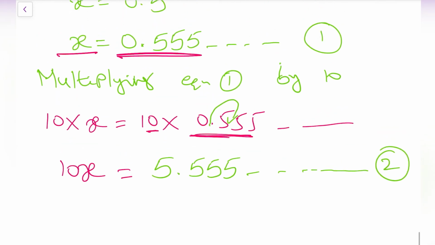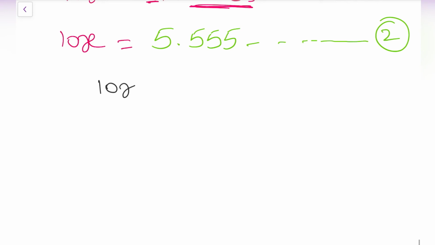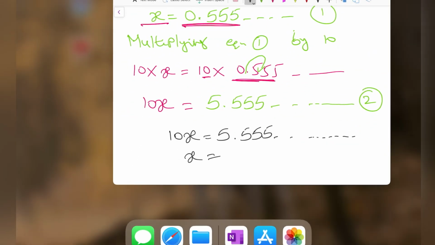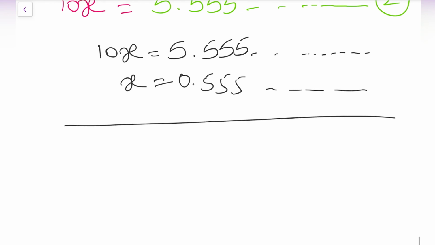Now we have equation number 1, x is equal to 0.55555 and so on, and equation number 2, 10x is equal to 5.55555 and so on. These two equations, now we need to do subtraction. Second equation, we have 10x is equal to 5.555555 and so on, and equation 1 we have x is equal to 0.5555 and so on. I am going to do subtraction now.